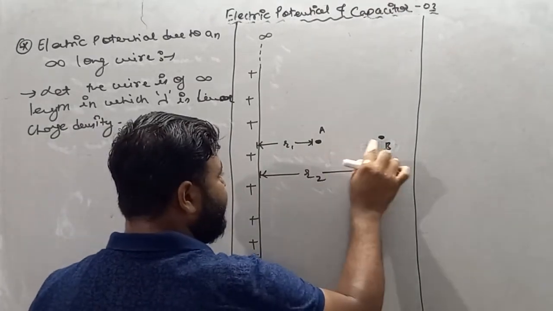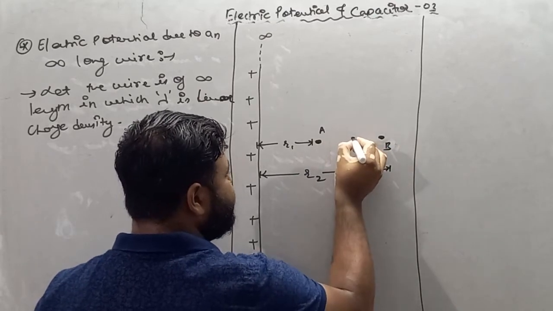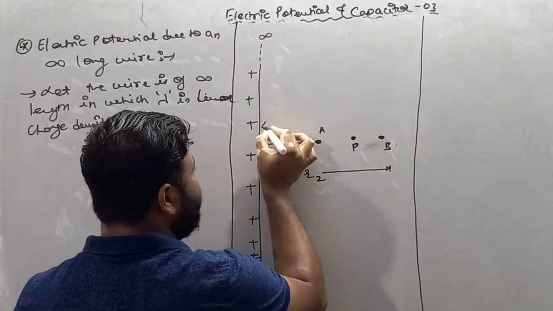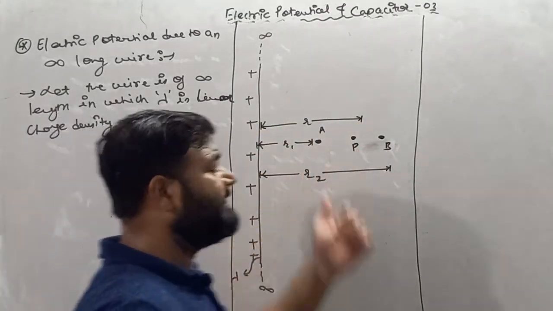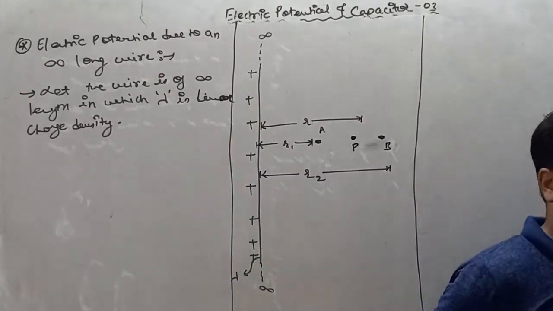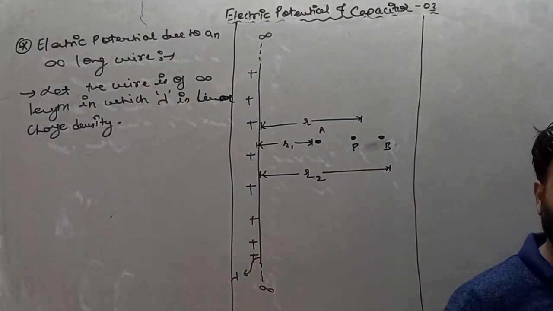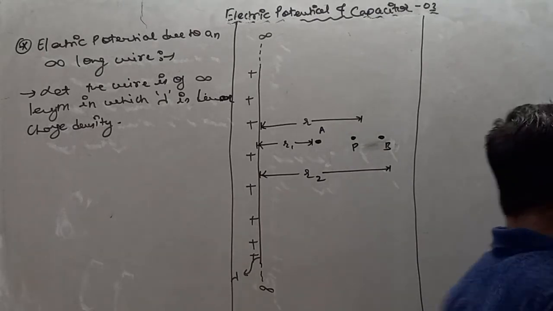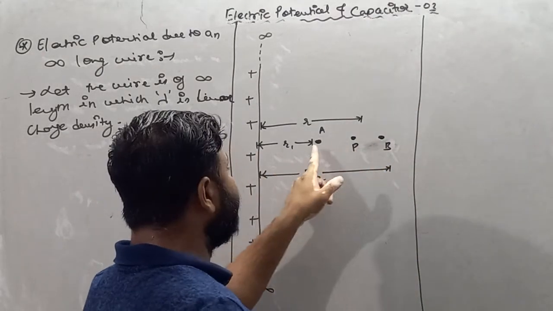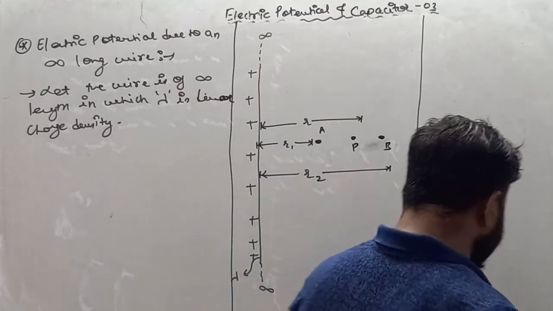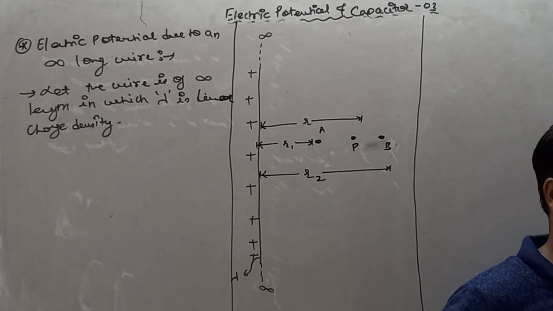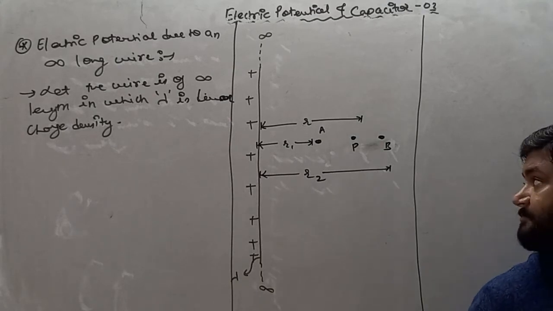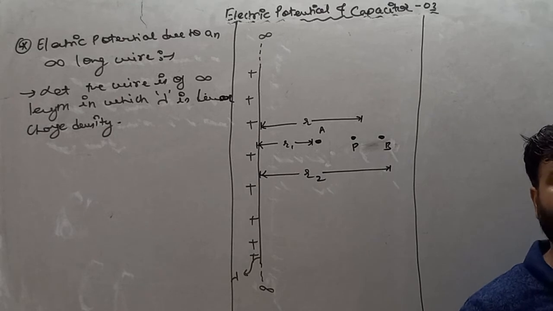Now see, between point A and point B, let us consider an intermediate point P which is R distance apart from the wire. So we have three points now. One point is A, another point is B. Point A is R1 distance apart from the wire and point B is R2 distance apart from the wire. Between points A and B, I am considering an intermediate point P which is R distance apart from the wire.